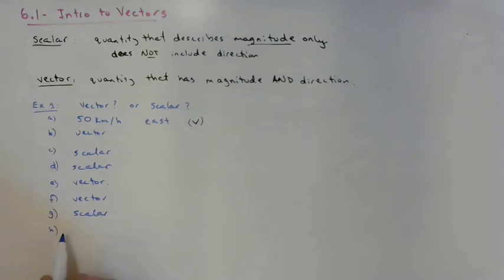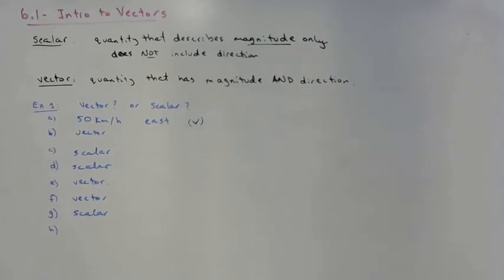H, your weight on a bathroom scale. Scalar. It's a tricky one. Well, your weight is scalar, but because it's on a bathroom scale, you can say it's a vector. How does the scale measure your weight?